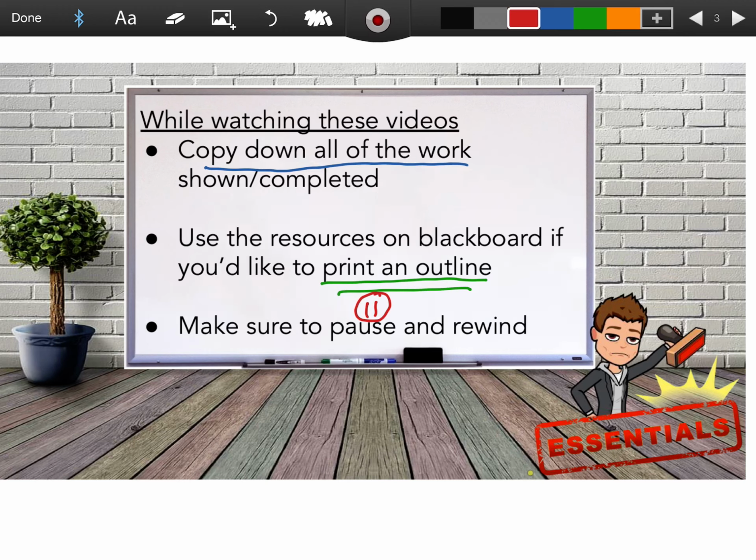You're also encouraged to rewind, if need be, in case there was some step along the way that went by too quick, or you just need to hear an example completed again. These are three things that you should be practicing every time you see a video posted from me. So make sure you do them.